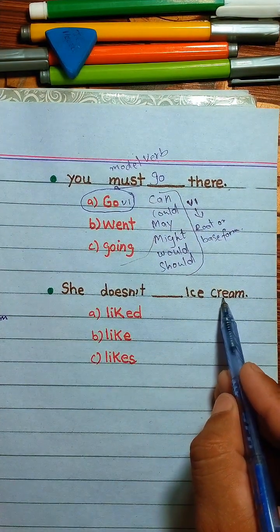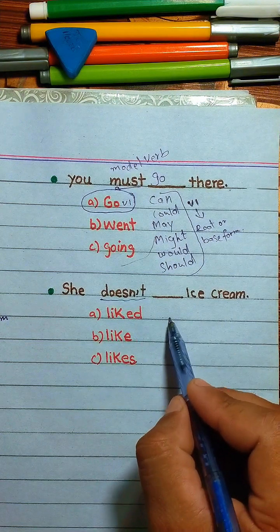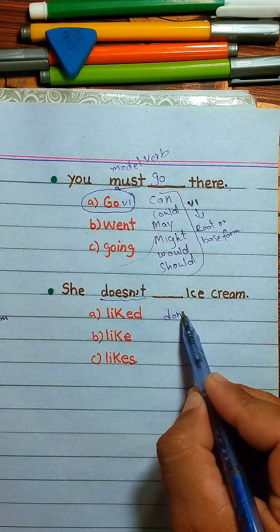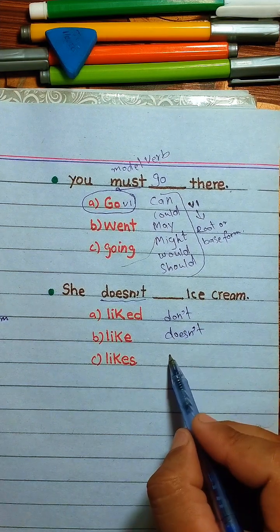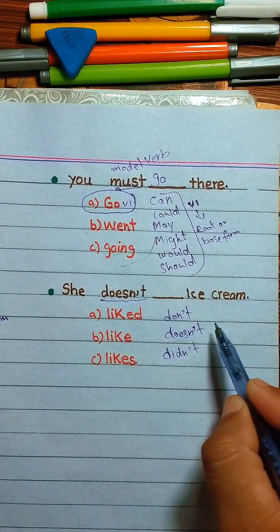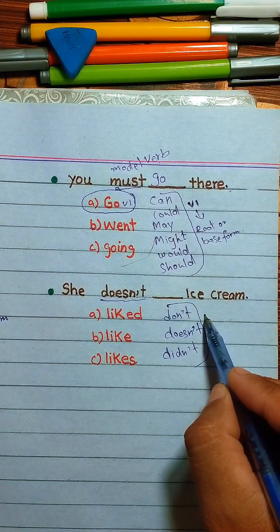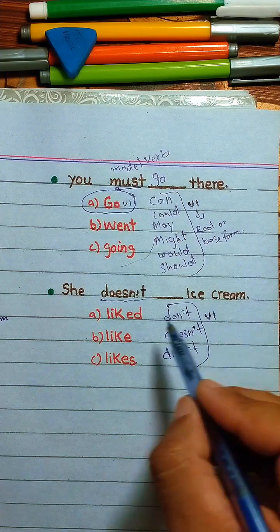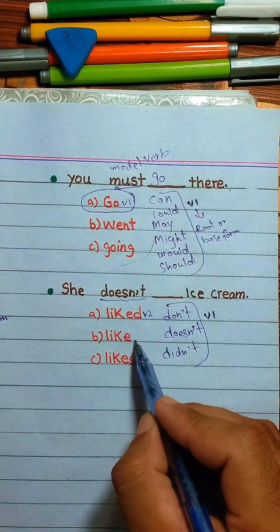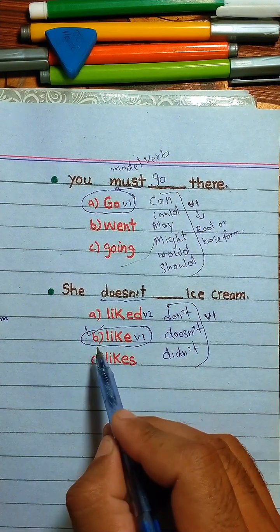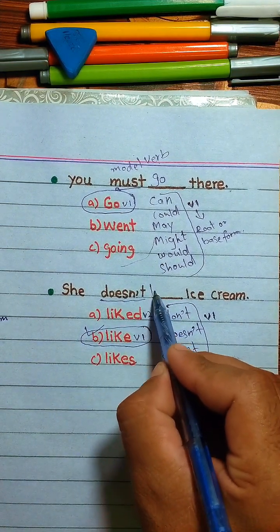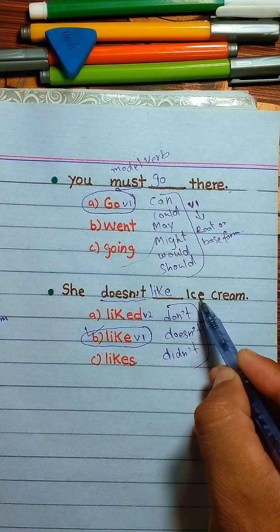She doesn't dash ice cream. Here the keyword is doesn't. If we have don't, doesn't, and didn't, these helping verbs are followed by V1. This is V2. Option B is V1. This is the correct answer. She doesn't like ice cream.